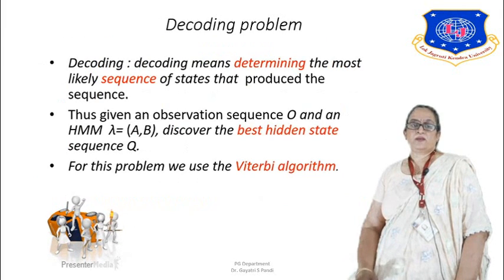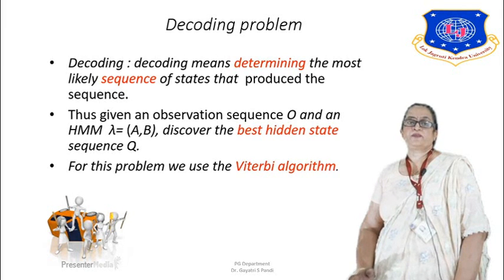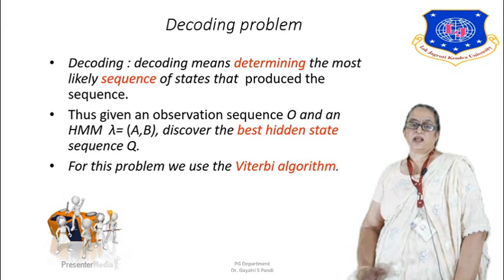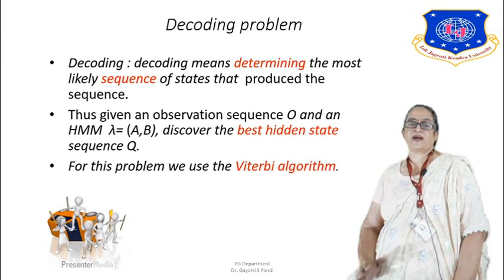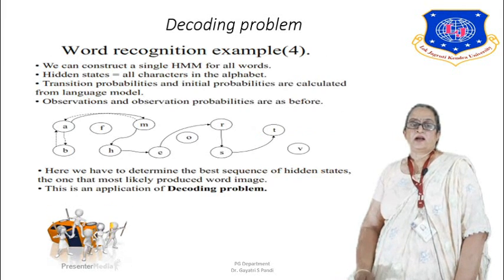Then we have the decoding problem. This means determining the most likely sequence of states that produced a specific observation sequence. So an observation sequence O and an HMM lambda equal to (A, B) are given, and you try to discover the best hidden sequence, that is Q. That is the specific state sequence you want to identify. For this problem we have the Viterbi algorithm. Then we have word recognition 4, that is, the decoding problem.